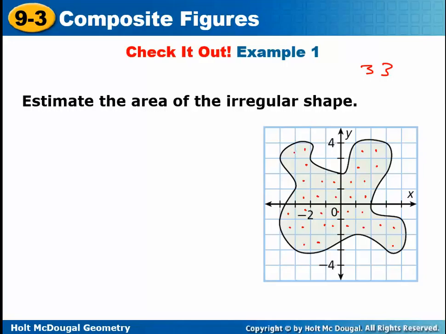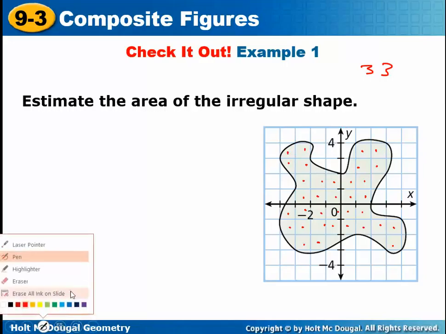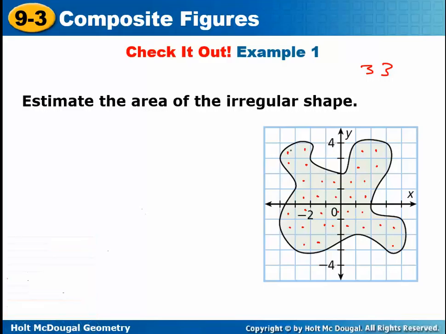And then I'm going to count the pieces. I'll use a different color. I'm going to count my halves. So 1, 2, 3, 4, 5, 6, 7, 8, 9. And then I think I'll add an extra one for all those pieces I cut off. So I have 9 halves, so that's 4 point something, and I'm going to call that 5. So that would be 38.